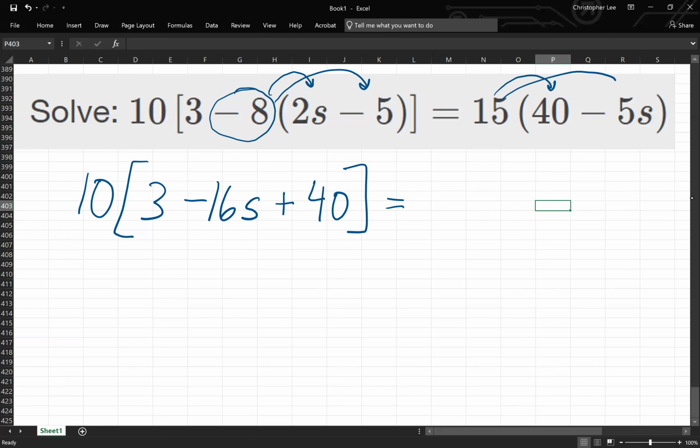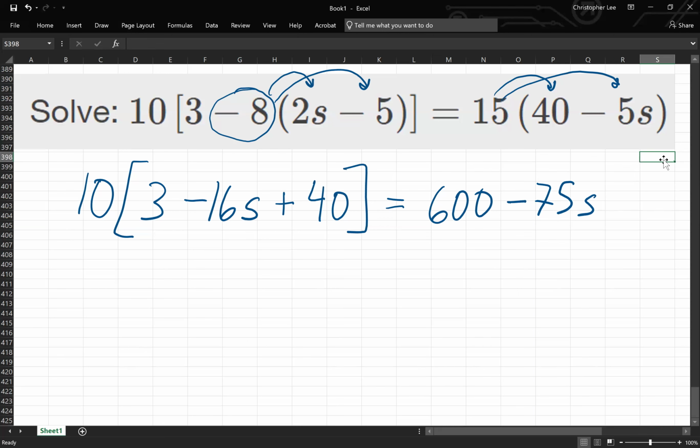15 times 40, 15 times this, right? So 15 times 40, oh gosh, what is that? 15, 30, 600. Thank you. And then 15 times 5s is negative, what's that? Okay, 75s. There we go. I'm sorry, let me just move this box real quick. I apologize about that. All right, what should I do next?